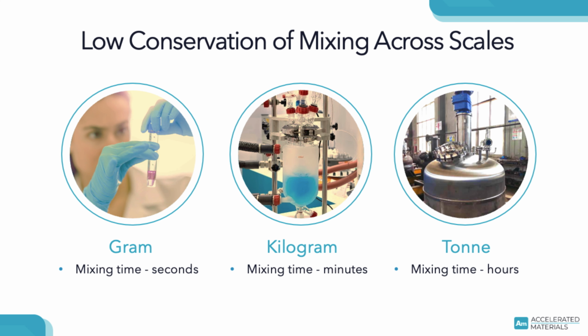But unfortunately, when you use batch technology, this process is not conserved, right? At the gram scale, you typically have a mixing time of seconds. At the kilo scale, it can be seconds to minutes. And at the ton scale, this can be minutes to hours. So if you're changing your mixing time across scales, how can you expect to conserve the features of your particles?